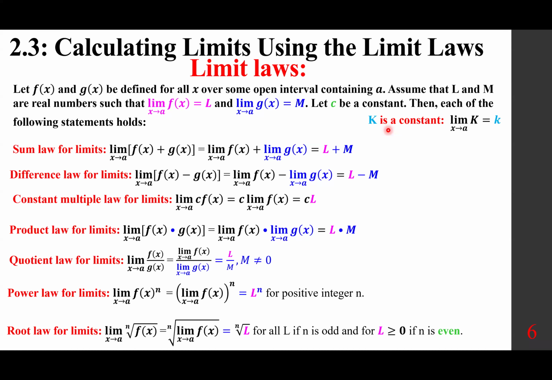k is a constant. The limit of k as x approaches a equals k. If you happen to have a constant, it is independent of x, the variable. So as the variable x approaches any number, it makes no difference, k remains unchanged.